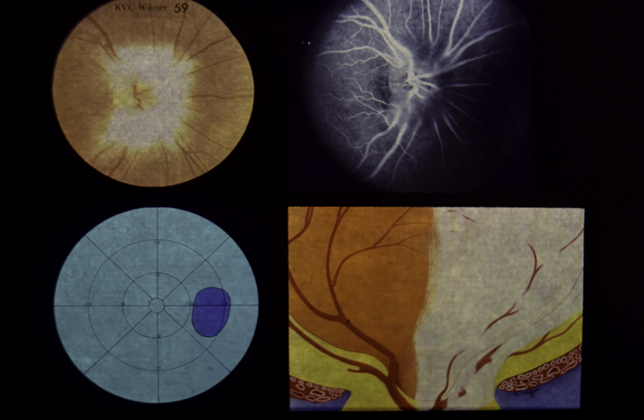Upper right, a fluorescein angiogram shows no retinal vascular abnormalities. Lower left, the right eye has a full visual field with an enlarged blind spot. Lower right, an artist's sketch demonstrates myelinated nerve fibers above and below the retinal vessels.